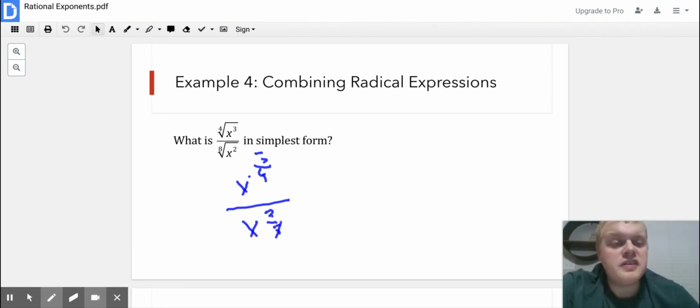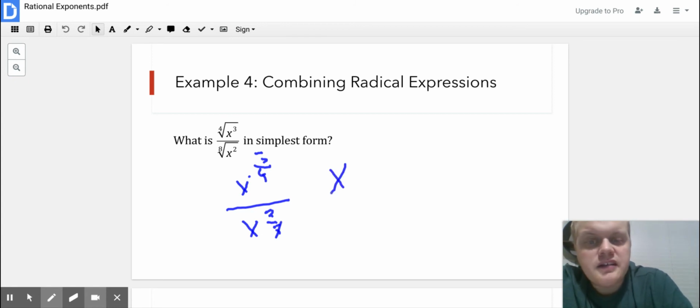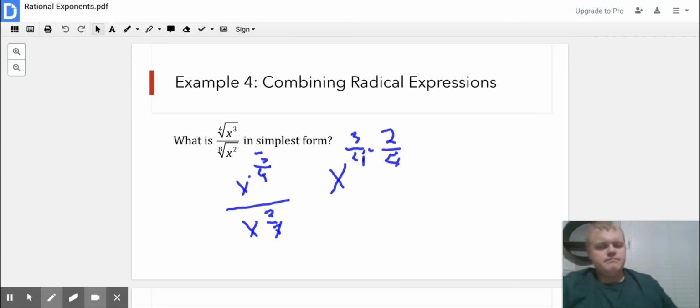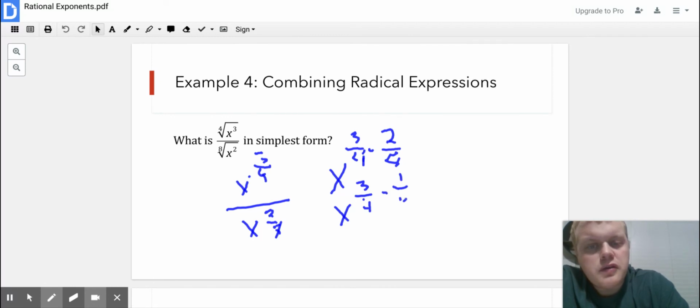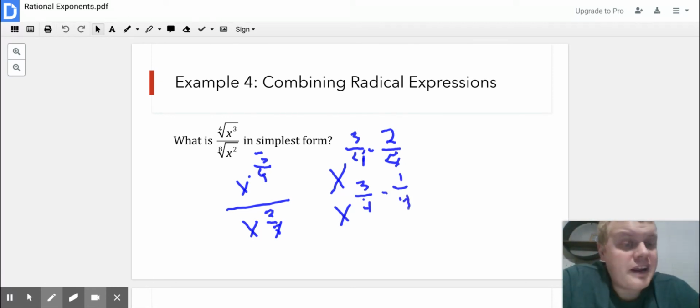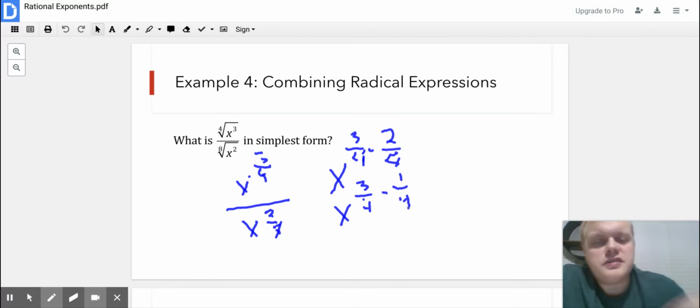Now, since we have the same variable on top and bottom here, we're just going to end up subtracting my two exponents. So I can rewrite this as x to the power of 3/4 minus 2/8. Now, unfortunately, we cannot subtract or add fractions with different denominators. So I'm going to look to simplify that fraction of 2/8. That simplifies down to 1/4. So it should be x to the 3/4 minus 1/4. Now with them having the same denominator, I can actually simplify this here. So that 3/4 minus 1/4 ends up being 2/4.